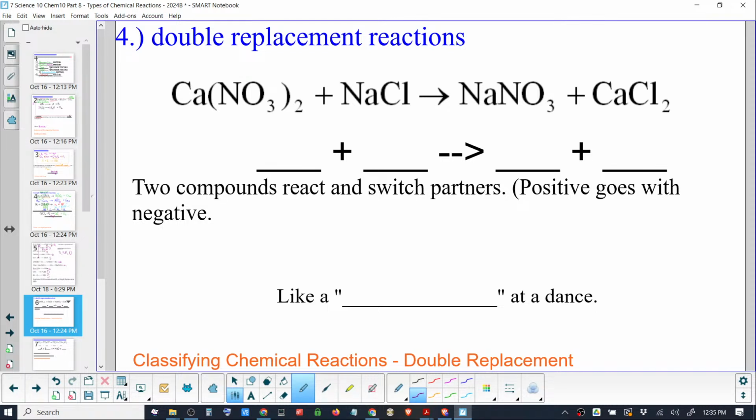Okay. Very similar to a single replacement, but like replaces like. Now, currently you're with the wrong pairs. So you have to join up with your opposite. Hello. Okay. Now separate. Come over here so we can clearly see what's going on at the dance. Now they're each dancing.